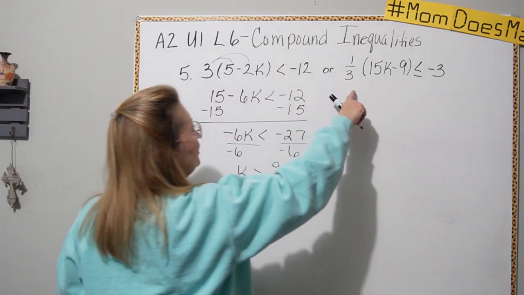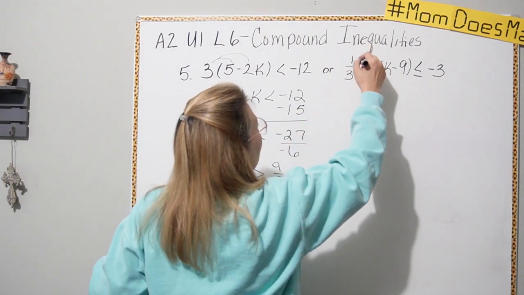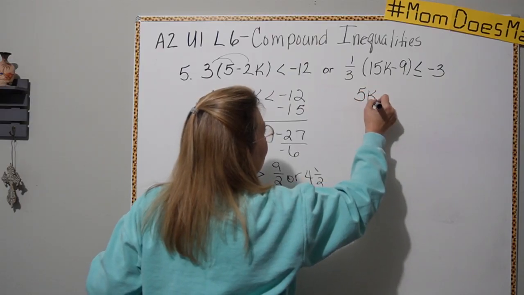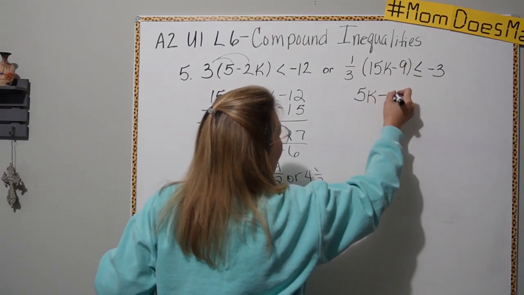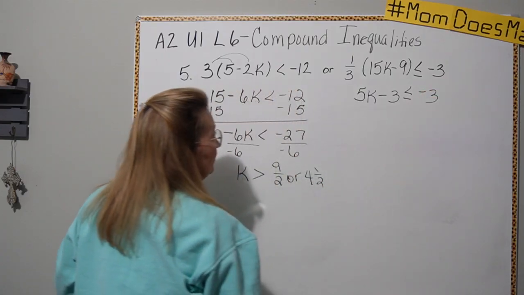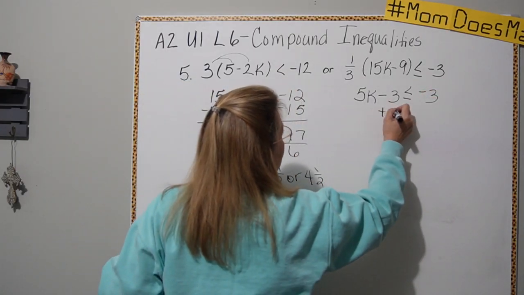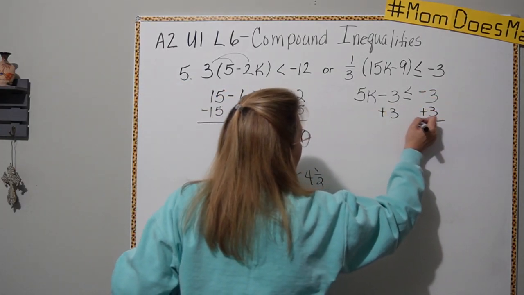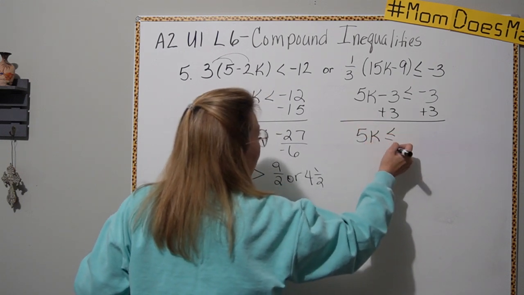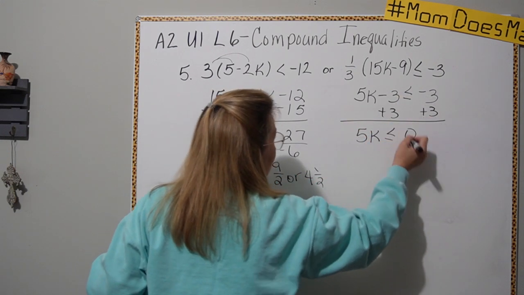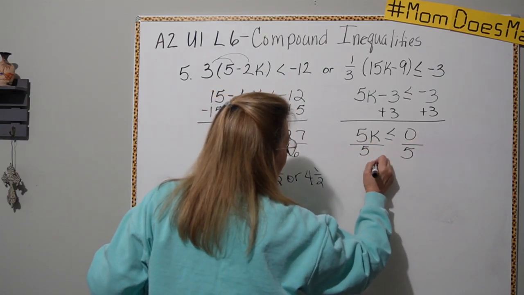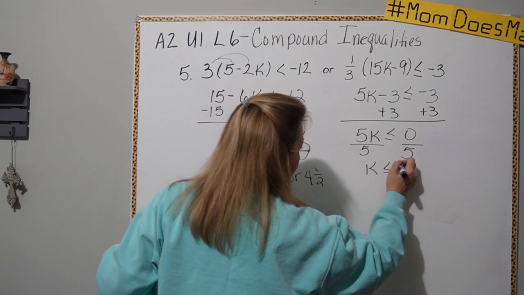All right, now let's go over here. When we distribute the 1/3, 1/3 of 15k is 5k, and 1/3 times -9 is -3, less than or equal to -3. All right, let's add 3 to each side. And this is when a lot of you start wondering what you did wrong. Nothing. -3 plus 3 is 0, and 0 is a perfectly legitimate number. So now you have k is less than or equal to 0.